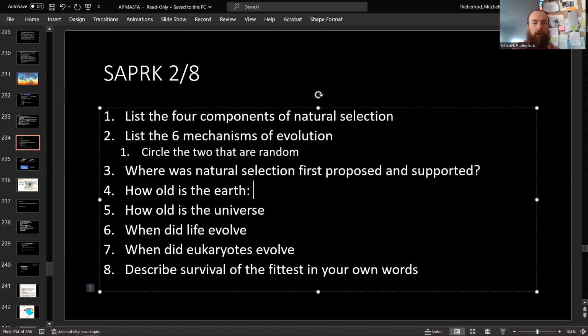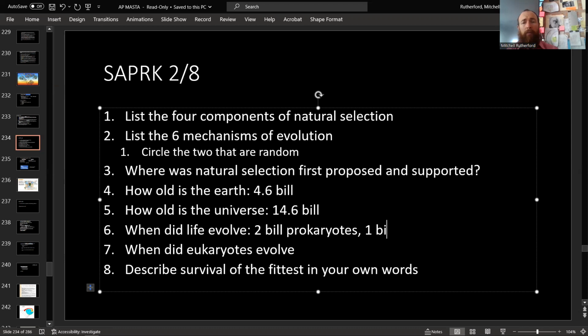How old is the Earth? This is a good one to remember. About 4.6 billion years old. The universe is approximately 14.6 billion years old. Life started about 2 billion years ago. And that is just the prokaryotes. Okay.